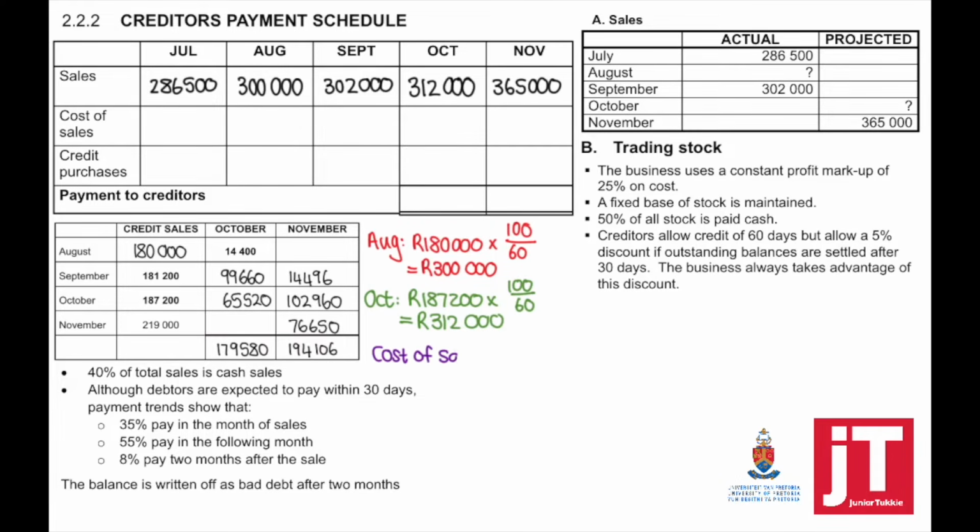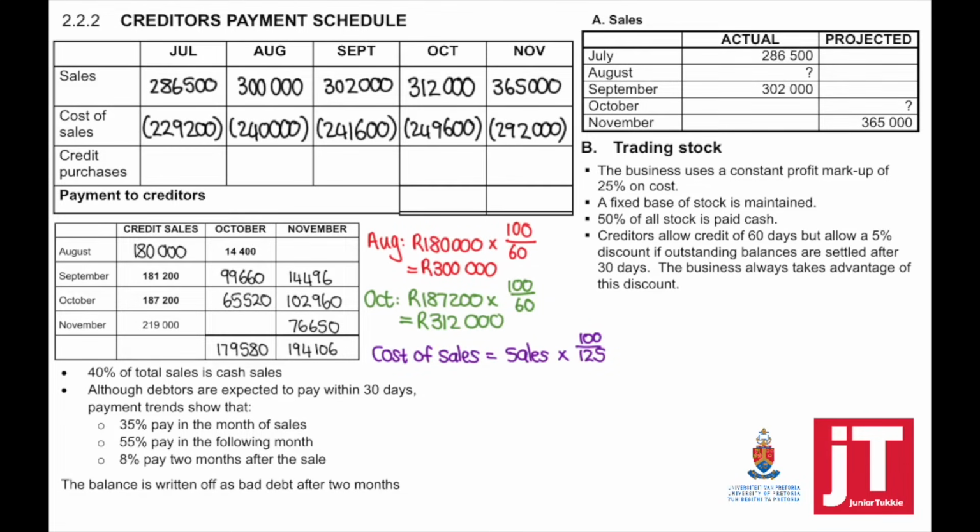To find out the cost of sales, the markup percentage is 25%. So every time we're going to use the sales figure times 100 divided by 125. This must happen for July, for August, September, October, and November. So each time, take the sales times 100 divided by 125.